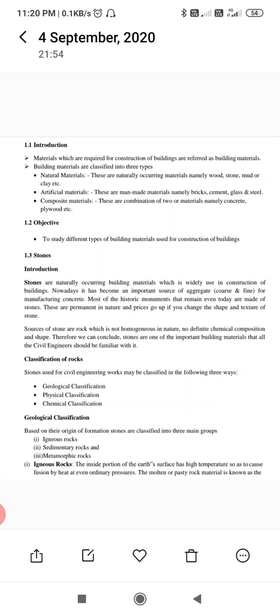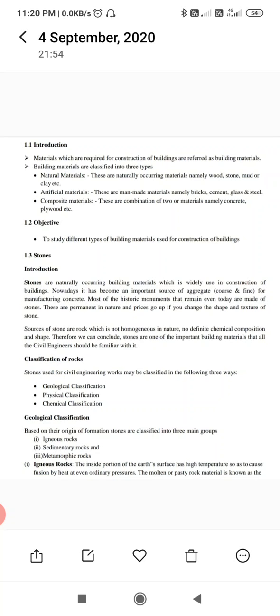The foremost thing is stones. Stones are required for the foundation or construction of wall purpose. Stones are naturally occurring building material which is widely used in construction of buildings in day-to-day life. It is a very important source of aggregate. With the stone we can get coarse and fine aggregates for manufacturing of concrete. These are the two main ingredients required for the preparation of concrete, that is coarse and fine aggregates.